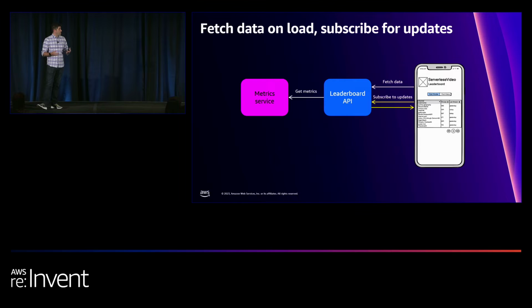So when we think about API interactions, the front end, the mobile app in this case, is going to load the current state of the leaderboard, right? It's going to fetch that data initially, but then it needs to subscribe to other updates. And then eventually, our leaderboard API needs to go call that internal metric service. Could we have done this other ways? Yes, absolutely. But this is a nice way to demonstrate how to mix internal-facing and external-facing APIs.